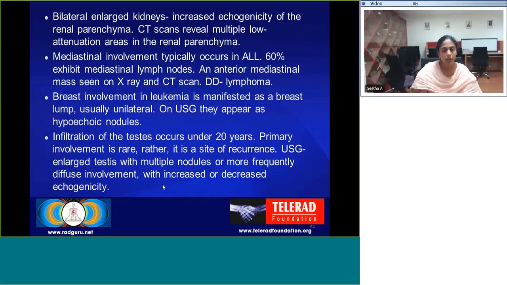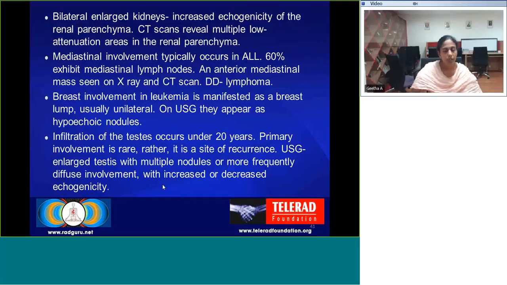The mediastinum is involved in cases of ALL. 60% show mediastinal lymph nodes. An anterior mediastinal mass is seen on the X-ray and CT scan. Differential includes lymphoma. Breast involvement in leukemia is seen as a breast lump, usually unilateral. On ultrasound, they appear as hypoechoic nodules.